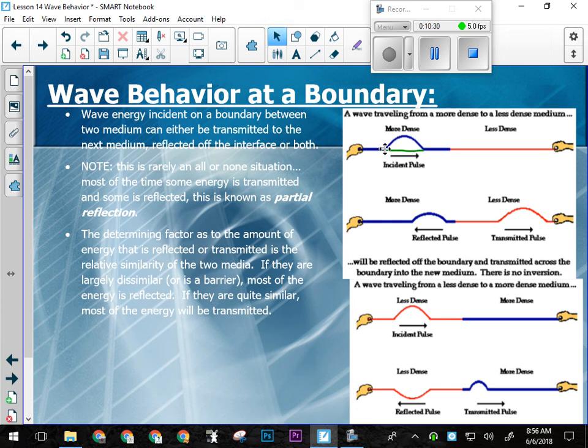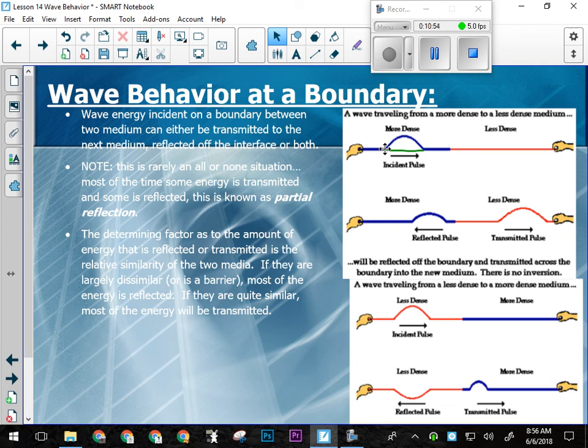When it gets to the boundary, two things will happen. Some of it will go through, and some of it will reflect. At any boundary, there's always some reflection and some transmission. Transmission means to go through. Everyone okay with that idea? So some of it gets reflected, some of it goes through. What determines how much gets reflected is how different the two media are.